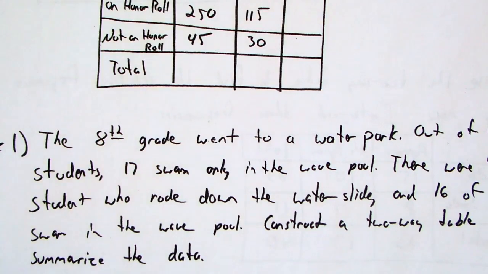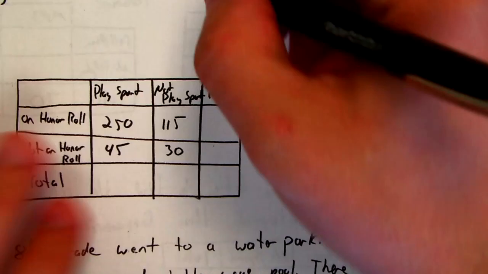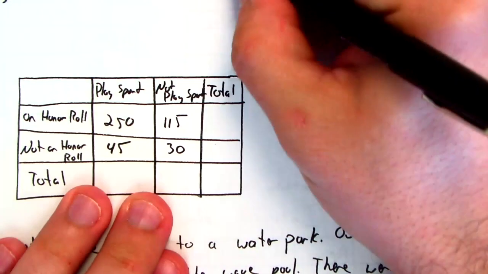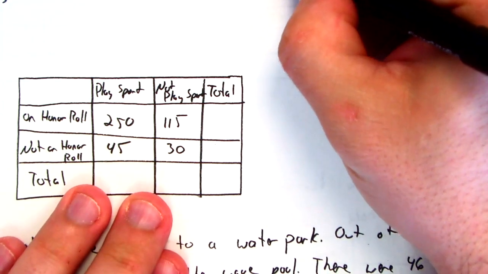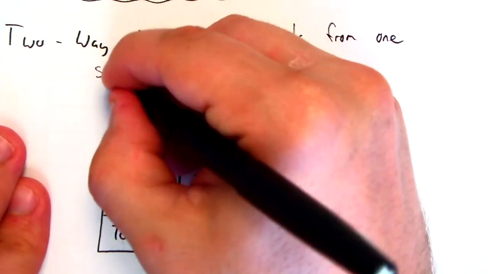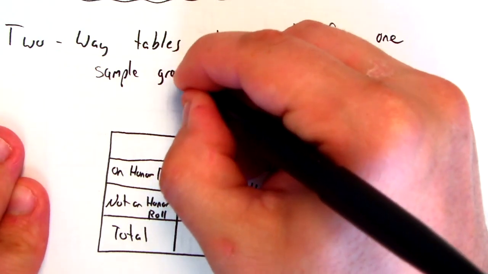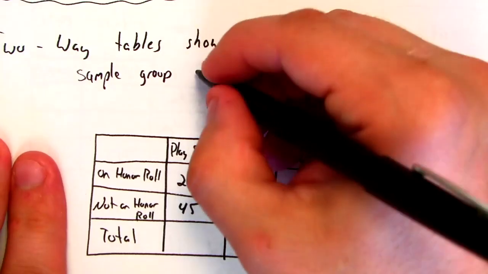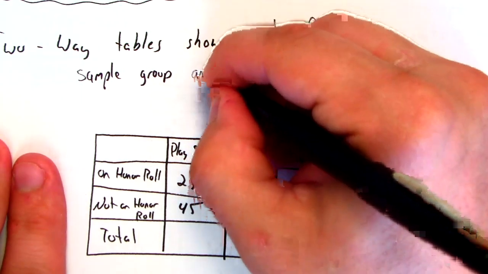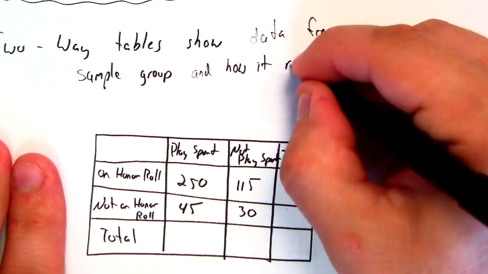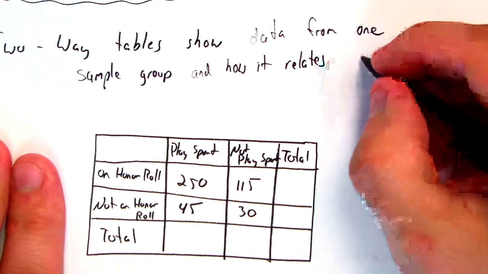All right, today we're going to be talking about Chapter 9, Lesson 3. This is all about two-way tables. So a two-way table shows, let me grab a pen, it shows data from one sample group and how it relates to different categories.